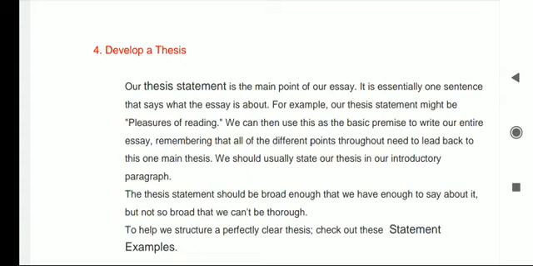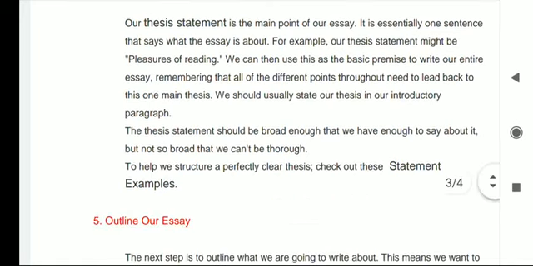We can then use this as the basic premise to write our entire essay, remembering that all of the different points throughout need to lead back to this one thesis. We should usually state our thesis in our introductory paragraph. The thesis statement should be broad enough that we have enough to say about it, but not so broad that we cannot be thorough. To help structure a perfectly clear thesis, check out these statement examples.